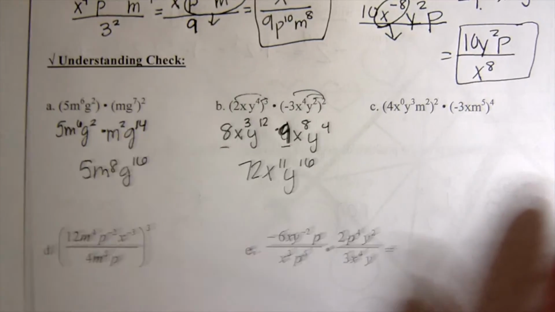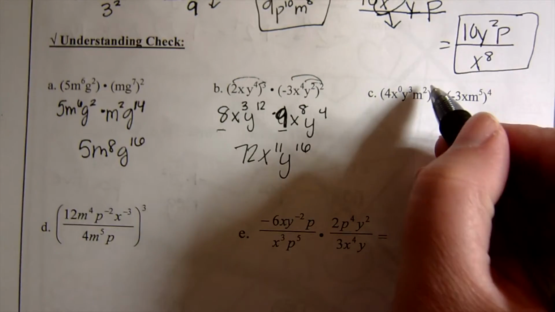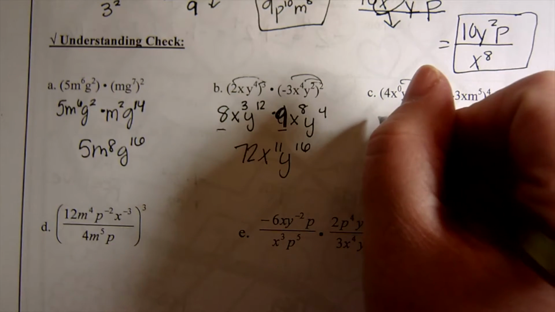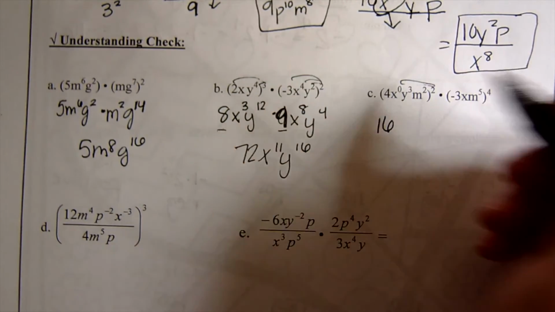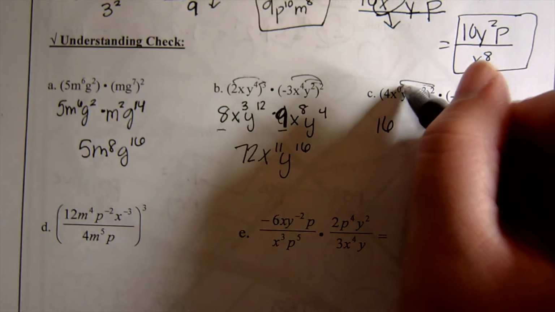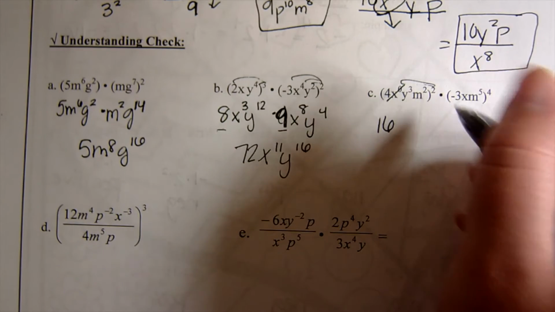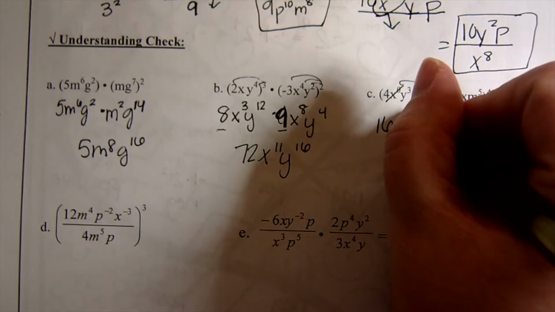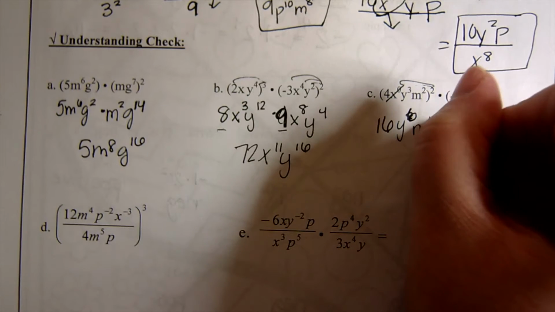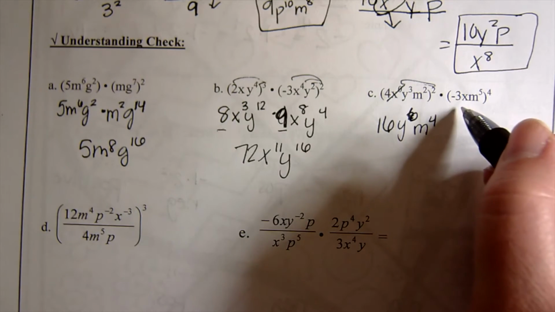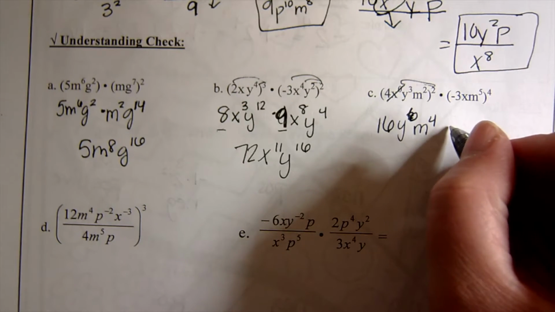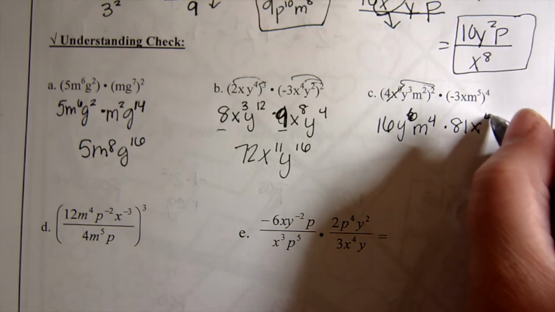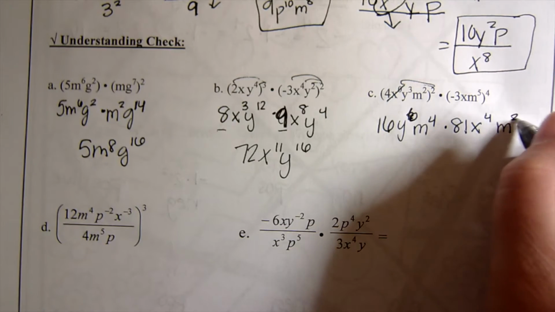I was close. C. Bring that 2 into everything in parentheses. So 4 squared is 16. Do I need to write the x to the 0 power? No. Y cubed squared is y to the 6th. And m to the 4th. What is negative 3 to the 4th power? Positive 81. X to the 4th. And m to the 20th.